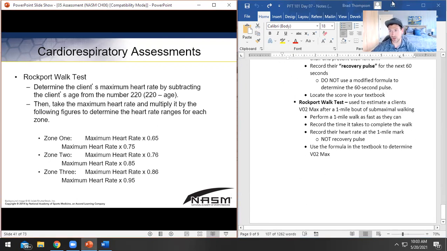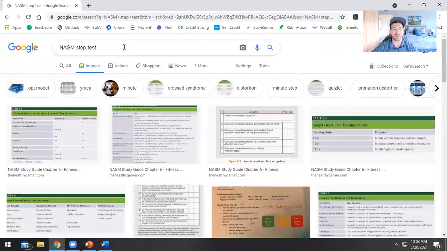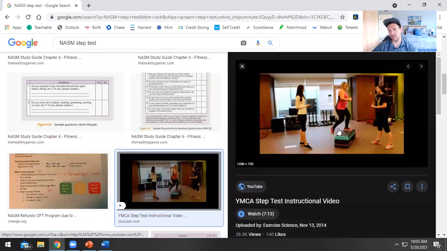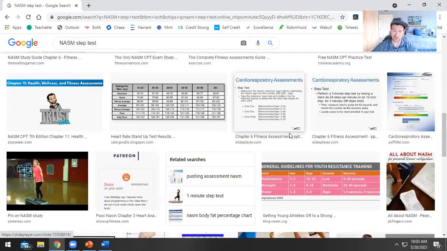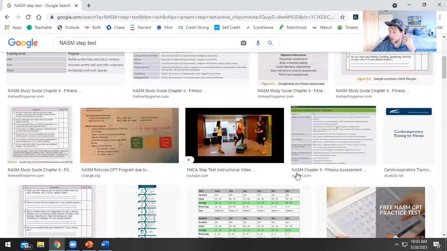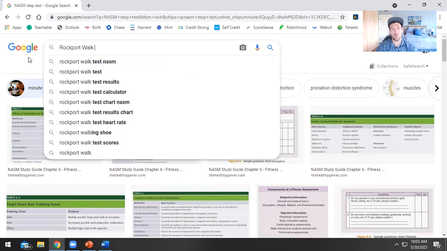Now, another one that's also really good, because here's the thing, the step test is not always the best test to do because it can be kind of high impact, right? Like 12 inches up and down, your client's trying to keep up with this specific pace. It might be a little bit hard on the knees. So if you've got a client with arthritis, or maybe they struggle with their balance and something like this just isn't appropriate for them, well, then what you can do is what's called the Rockport walk test.